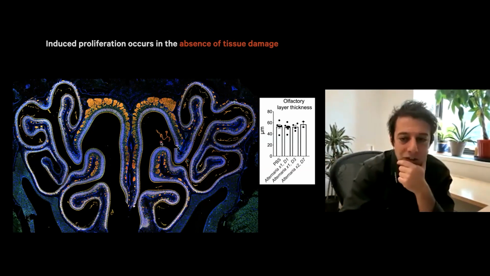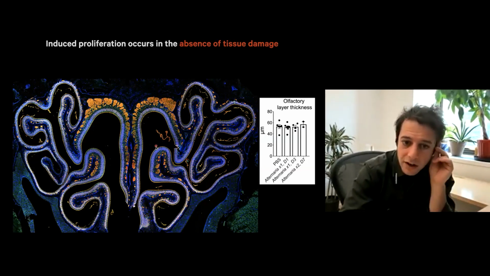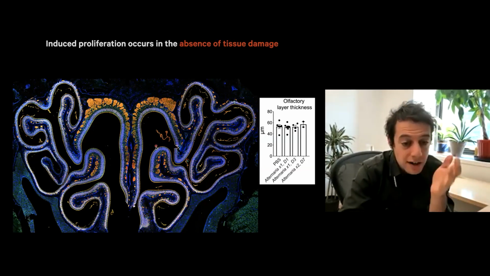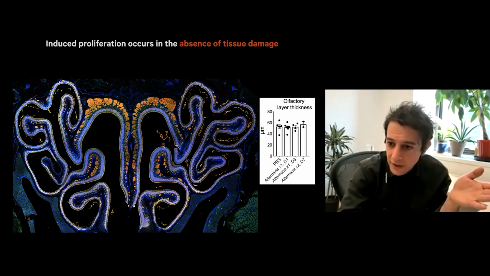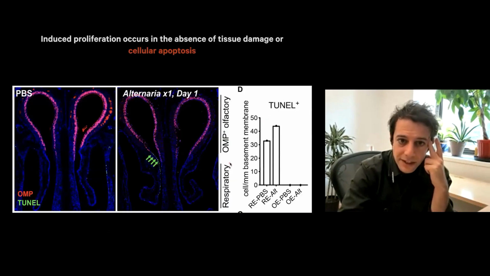But this stain, of the olfactory mucosa after Alternaria, really showed that its architecture is remarkably preserved, and the thickness of the olfactory layer, as quantified here, with PBS and also after Alternaria really doesn't change. So there's no profound damage to the olfactory epithelium.